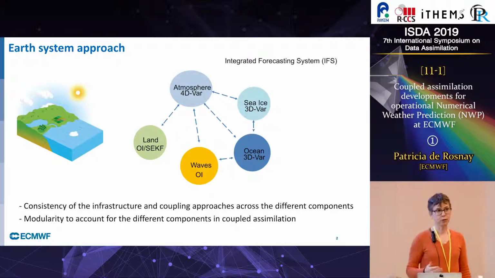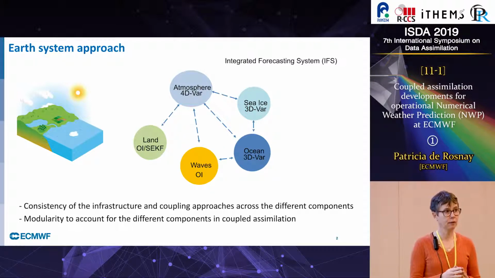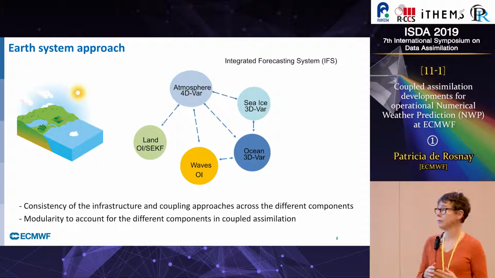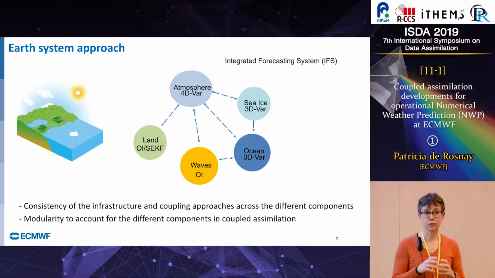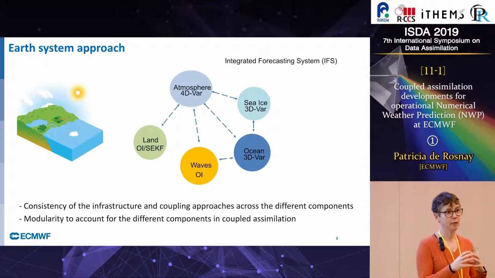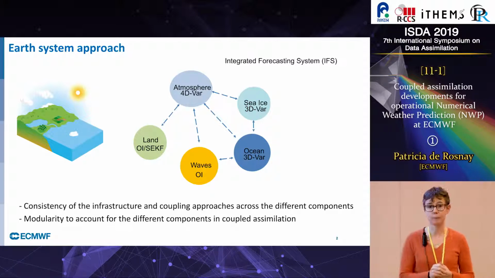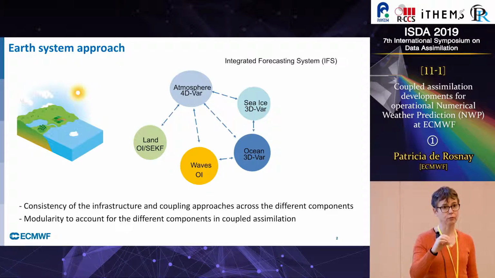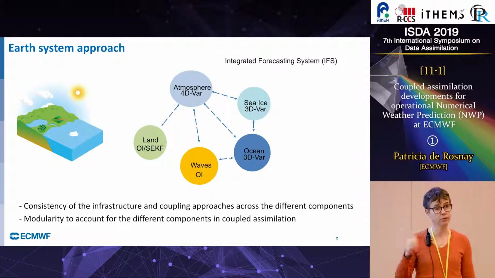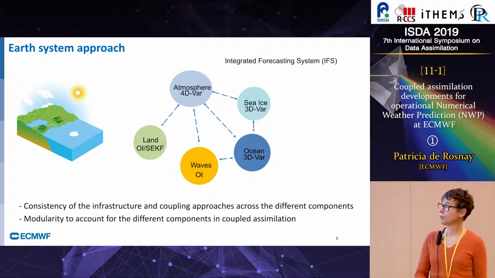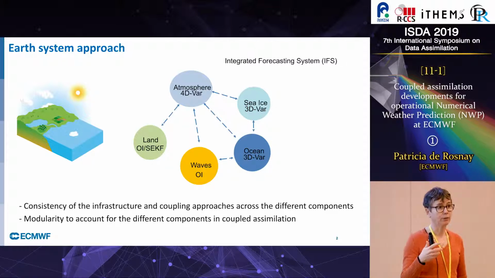We are doing numerical weather prediction, and for this we are using an Earth system approach. So we account for different components in the Earth system, the atmosphere, of course, and land, ocean, wave, and sea ice. And for each component of the Earth system, we have a dedicated model, and we have a dedicated data assimilation system. And for numerical weather prediction, for the forecast, we use coupled models for the forecast itself. And for data assimilation, we are moving toward coupled assimilation.